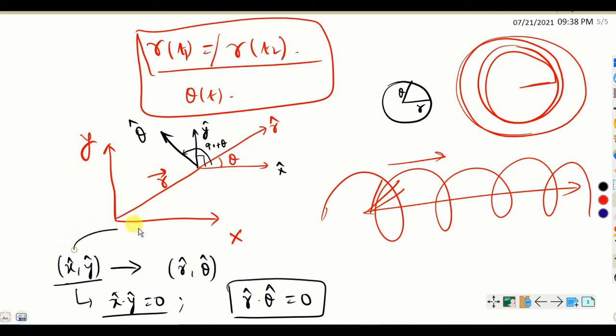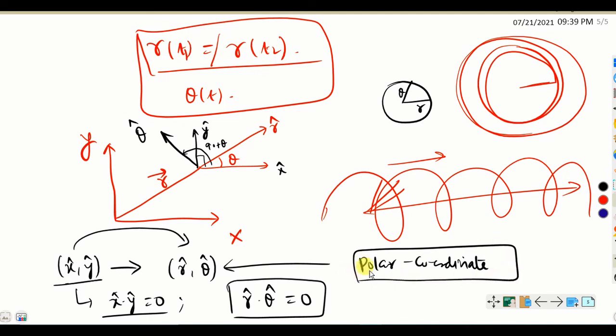We can transform everything in r hat and theta hat, and our job is done. Now if you have to find the area of a circle, we don't have to care about the Cartesian coordinate system. We will always work with r hat and theta hat, and we will call this kind of coordinate system a polar coordinate system. So this is the transformation of coordinate system.